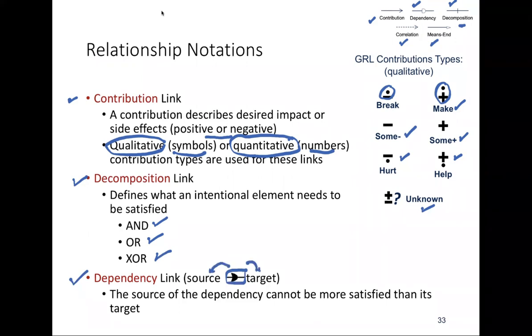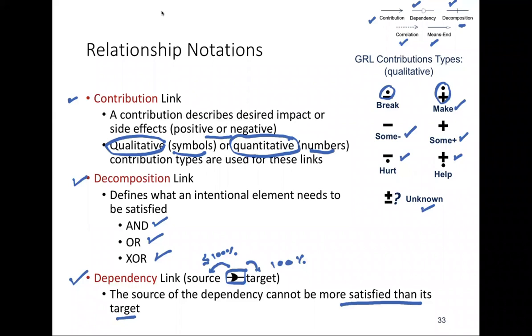And the source of the dependency, keep this rule in mind. The source of a dependency relationship cannot be more satisfied than the target. So if the target satisfaction is 100, the source cannot be 120. If I'm going to just use a number to represent satisfaction, if this is 100% satisfaction, this cannot exceed, it has to be less than or equal to the 100%. So the source satisfaction in a dependency relationship cannot be more satisfied than the target.